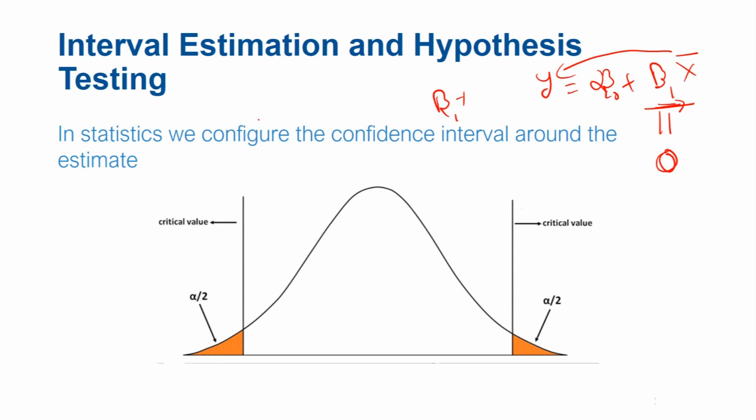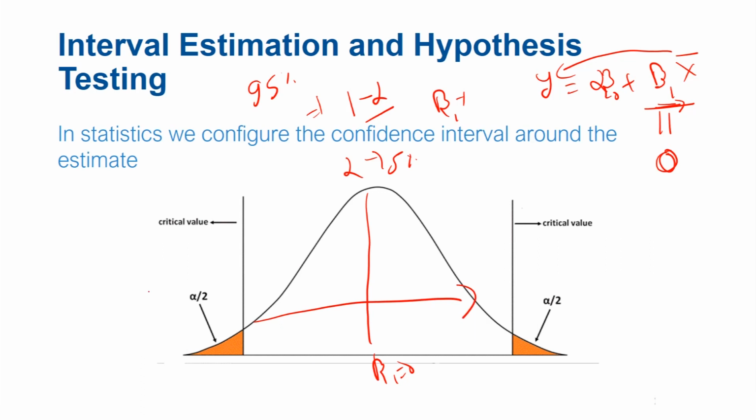Now you want to set up a 95% confidence interval. If you want to set up a 95% confidence interval, which is 1 minus alpha, your alpha or significance level is 5%. So you set up a 95% confidence interval around your population estimate beta 1, which is 0. You are willing to take a 5% chance, 2.5% on the left and 2.5% on the right, that you may be wrong as well. Practically, you are assuming that beta 1 is 0, that means x does not affect y. So this is essentially your null hypothesis.